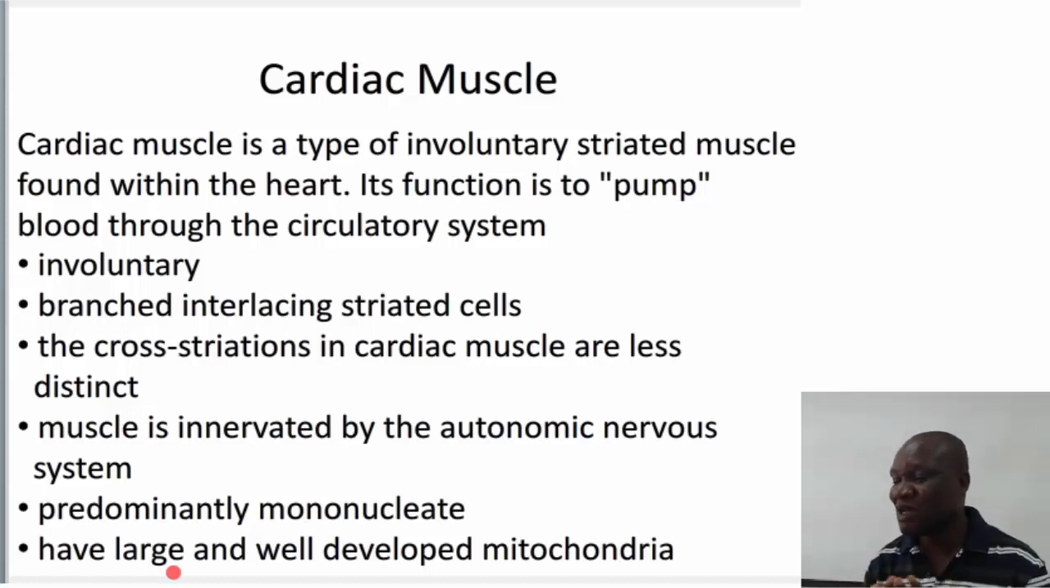Now, the cardiac muscle is found in the heart wall. It is responsible for the pumping action of the heart. So its function is to pump blood from the heart to the other parts of the circulatory system. It is involuntary, because it is automatic. You can't regulate the activity of your heart, right? Because of that, it is involuntary.